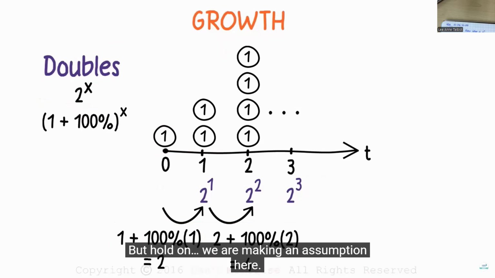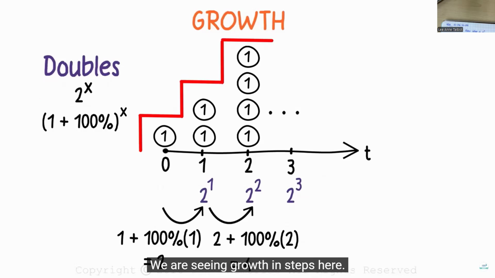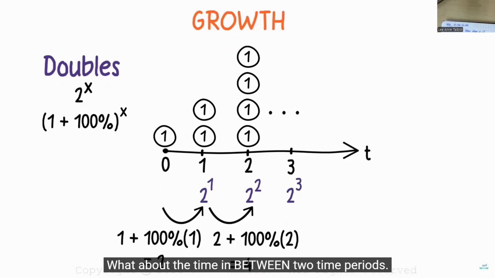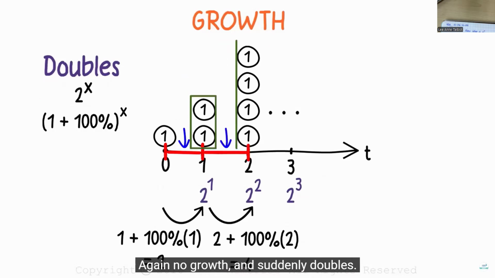But hold on, we are making an assumption here. We are assuming that growth happens in a discontinuous fashion. We are seeing growth in steps here. What about the time in between two time periods? We are seeing no growth in between. No growth and it suddenly doubles. Again, no growth and suddenly doubles.